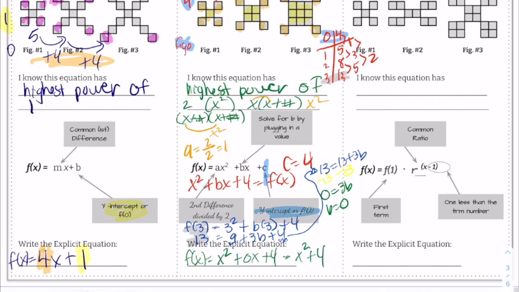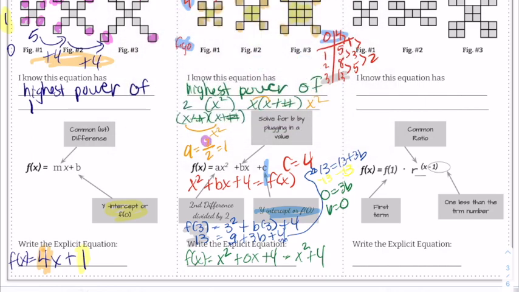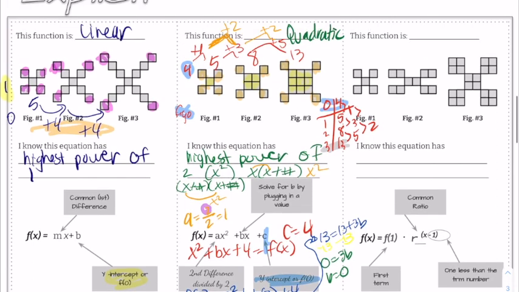Okay? So I'm just going to highlight that we got this 2 value from this 2 value here. Oh, there we go. Yeah, that makes it more visible. So that's our quadratic.